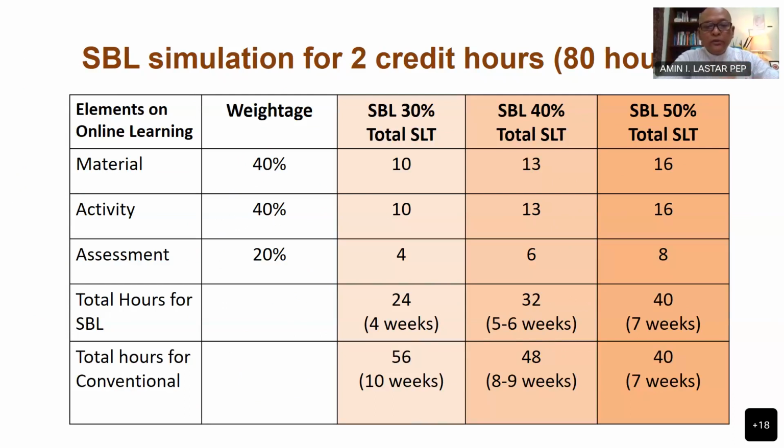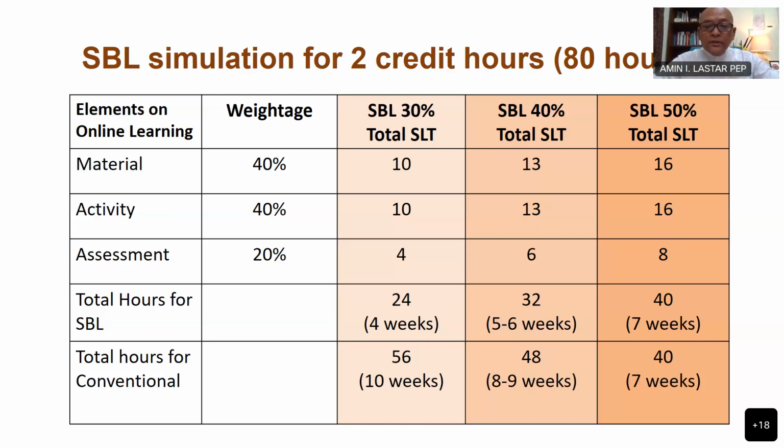We have to use 40, 40 and 20. It's just we need to calculate. For 2 credit hours it's a little bit different, for 3 credit hours it's a little bit different, and for 4 credit hours it's a little bit different. And also whether we are going for 30%, 40%, or 50% is also different. Basically these are all based on the student learning time, SLT, in our table 4.